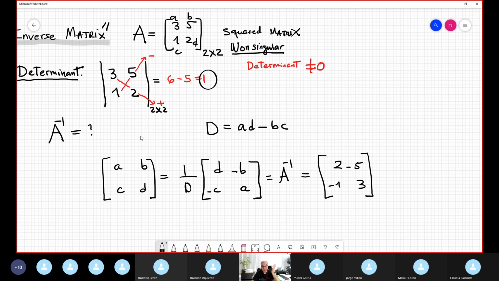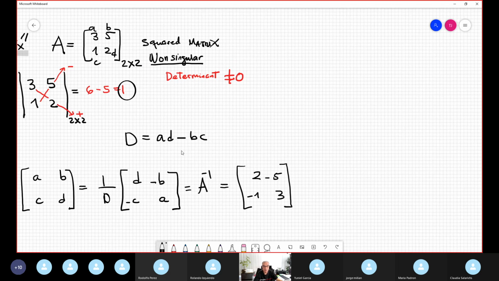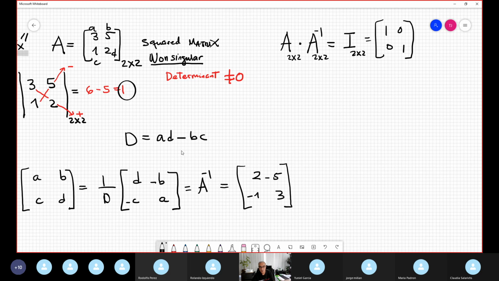Do I understand? But what is the importance of this? What is the application of this? Oh, let me explain now. The application is, if you multiply, let's do it in both ways. You multiply A, the original A, times A inverse, the answer is the identity matrix in the same dimension. Since it's 2 by 2, it's the identity matrix 2 by 2. Okay, by the way, the identity matrix 2 by 2 is 1, 0, 0, 1. You remember the identity matrix, right? 2 by 2, 2 by 2.